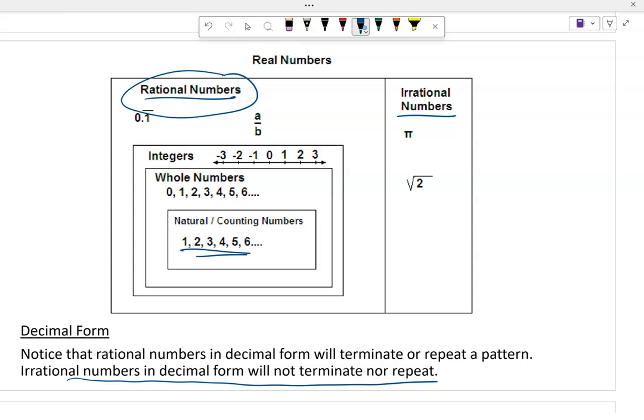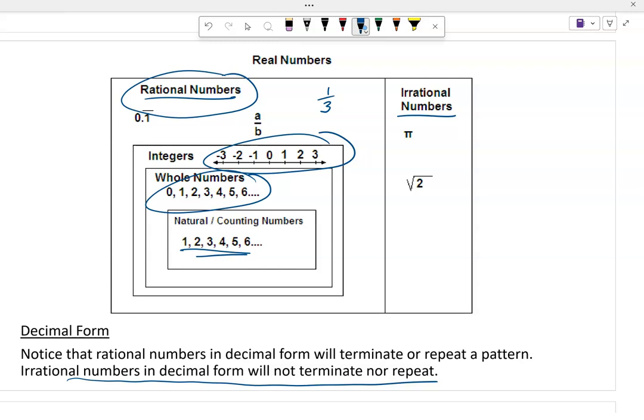Like, for example, the natural numbers, the counting numbers, 1, 2, 3, 4, 5. It just stops, right? Terminates. Whole numbers, same thing, they terminate. Integers, now we're including all the negatives. For rational numbers, you have to be able to write it in fractional form, like 1/3. In decimal form, that is 0.333333, it repeats a pattern. So rational numbers can be written as a fraction, and in decimal form, it'll either terminate, like 2/10, 0.2, it stops, or it repeats a pattern.